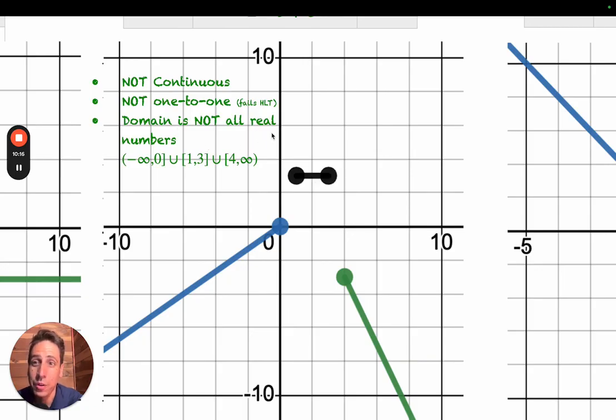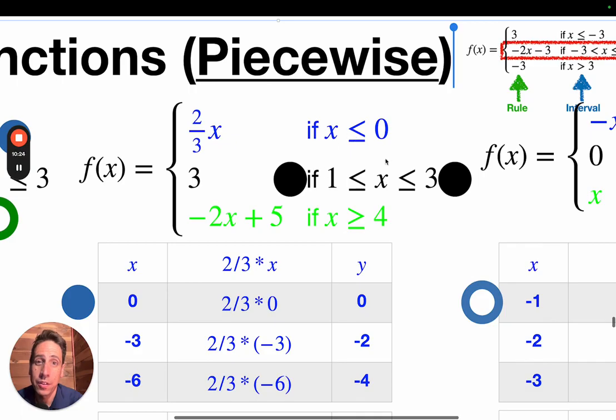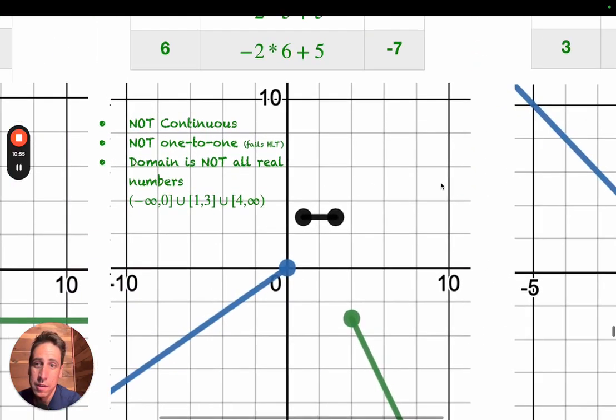The domain is not all real numbers. There are some x values which do not produce a y value. You can see here, because of these rules, you know what to do for most x values, but what about something like 0.5, the number right in between 0 and 1? There's no rule that governs how to calculate the output. There are no outputs. And the same thing for a value of 3.5. What do you do if you're trying to calculate f of 3.5? The x value of 3.5 has no output, so therefore 3.5 should not be in the domain.